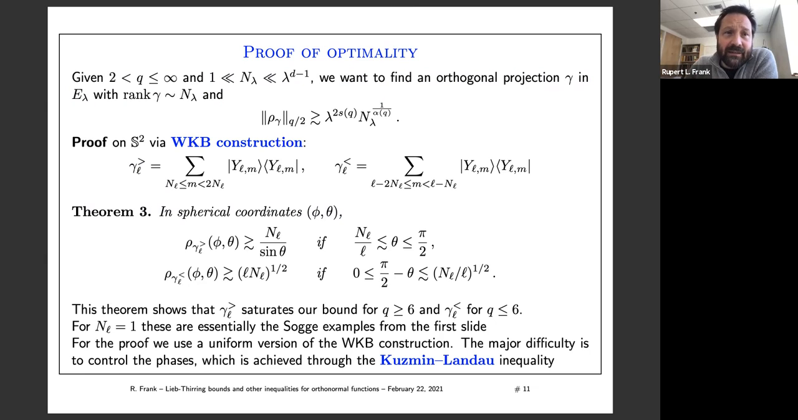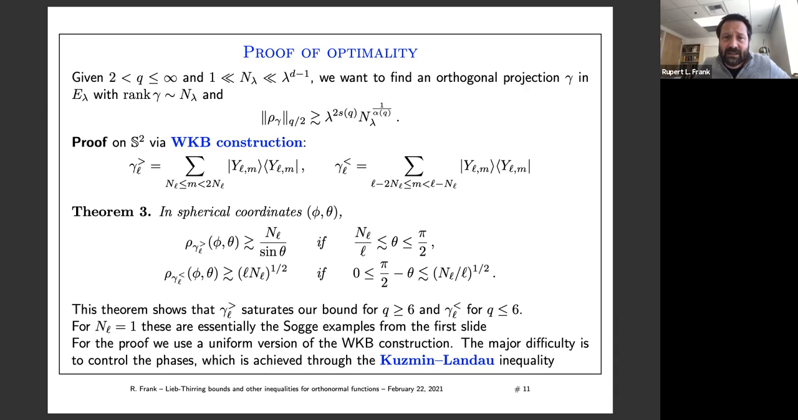And we want to find an orthogonal projection which only lives in that spectral subspace, whose range has dimension n, and such that we have the reverse bound to the one I mentioned before. Okay, so there's the lambda to the 2s, that's the SOG exponent that we talked about. And then the sum now has just become again the n, and this was to the power 1 over alpha in our notation.